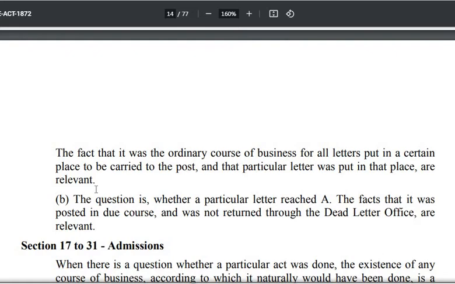Now next illustration. The question is whether a particular letter reached A.